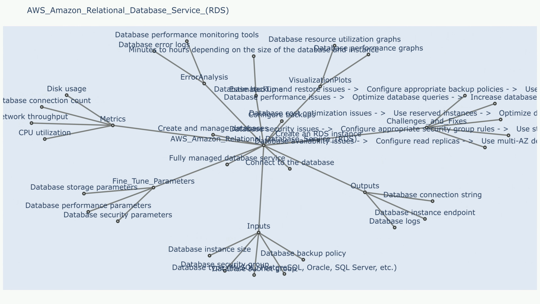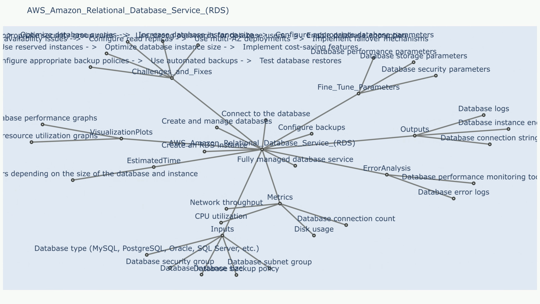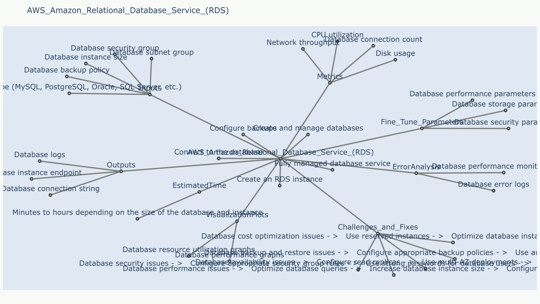Name: database engine selection. Purpose: to choose the database engine that best fits your application needs. Explanation: RDS supports various database engines, e.g., MySQL, PostgreSQL, Oracle, each with its strengths and features. Selecting the appropriate engine is crucial for application compatibility, performance, and data consistency.